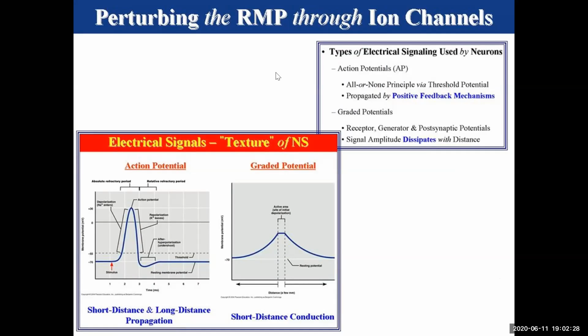Now, if you change the value of this potential, what we call resting membrane potential, if we disturb that, if we perturb that, if we modify it, then it can be used as a signal. And this is exactly what we're going to talk about. The heart and soul of the nervous system is signaling, meaning its ability to send out signals.